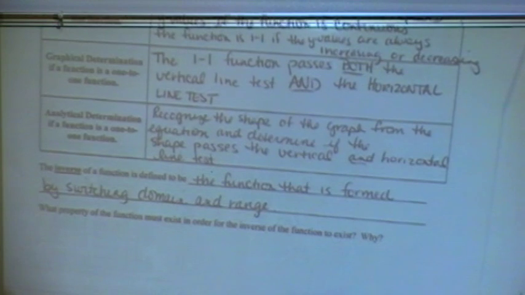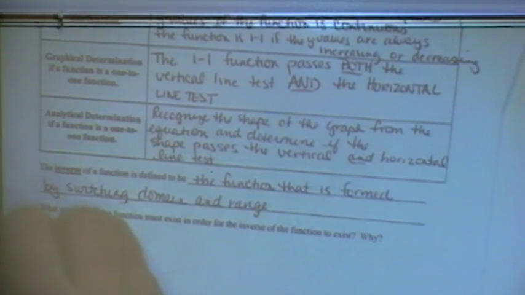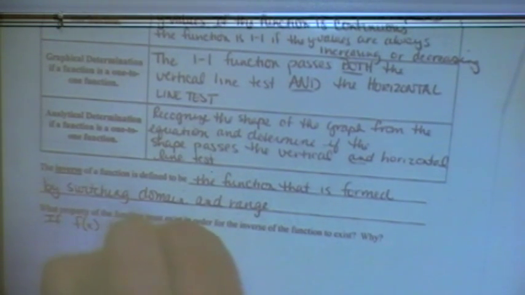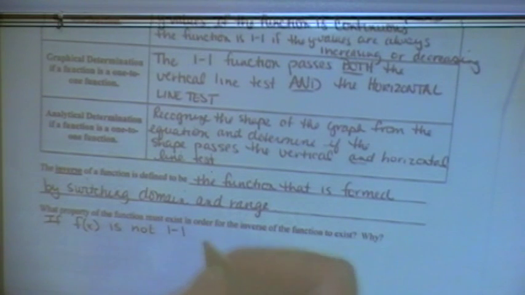What property of the function must exist in order for the inverse of the function to exist? Okay. If f of x is not one-to-one, like a quadratic or an absolute value, those will not be a one-to-one function.